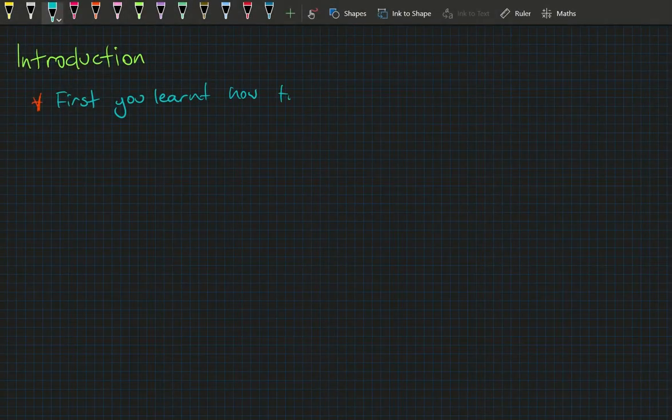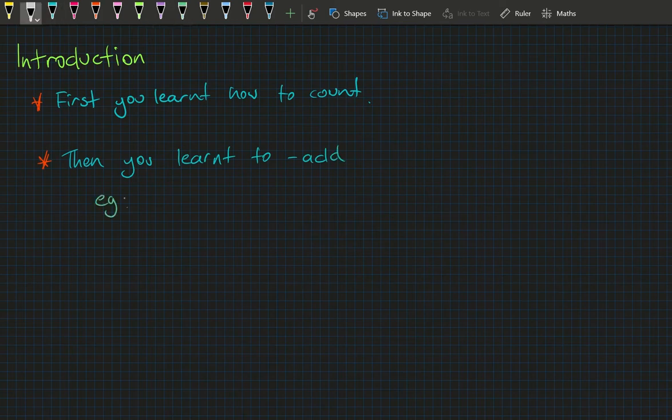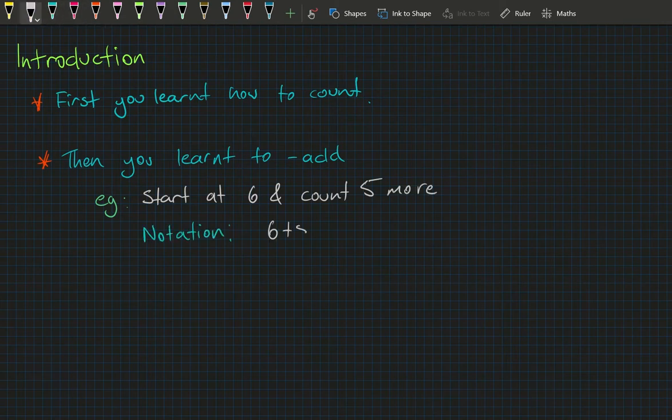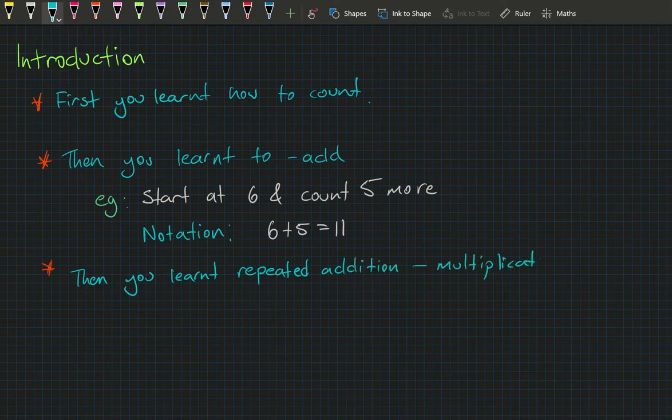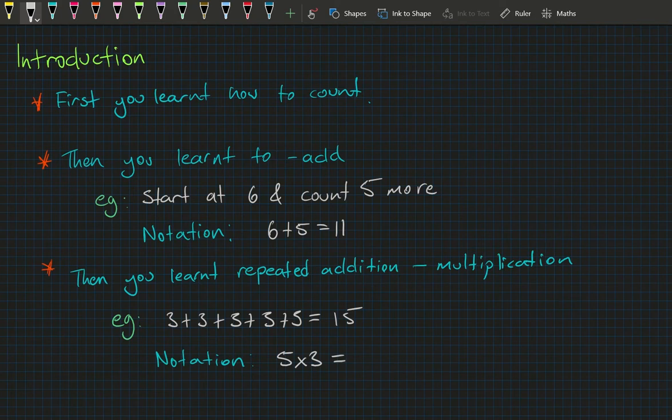Many years ago, you learnt how to count. Then you learnt how to count by more than one number at a time, often starting from another number. We call this skill addition. For example, start at 6 and count 5 more. We came up with the notation for that as 6 plus 5 equals 11. Then after that, you began to learn to repeatedly count groups of the same number. And we call this skill multiplication. For example, if 5 people have 3 pens, then we have 3 plus 3 plus 3 plus 3 plus 3 equals 15 pens. The notation we use for this is 5 times 3 is equal to 15.